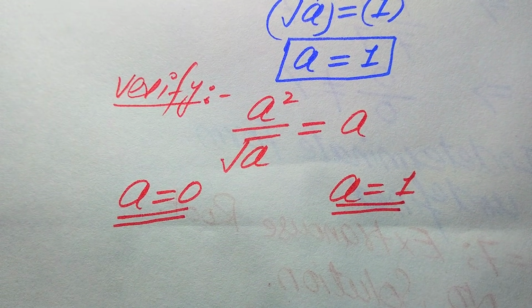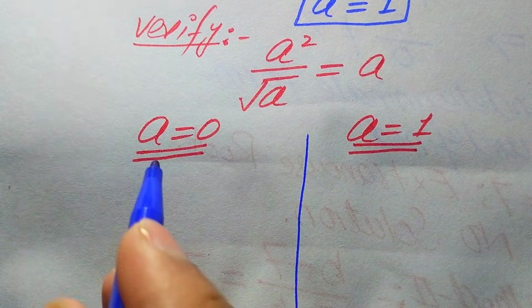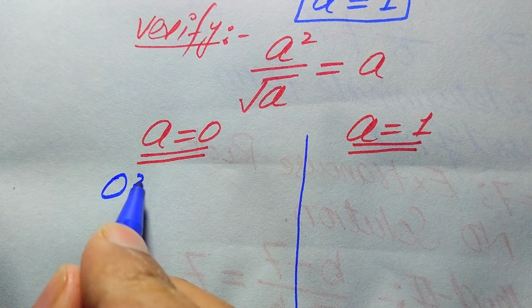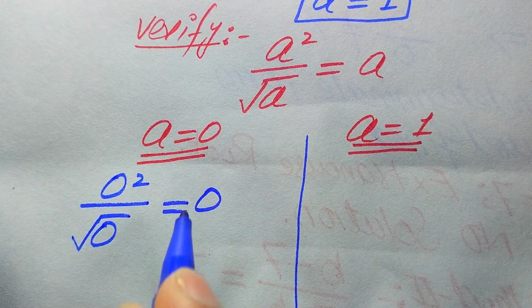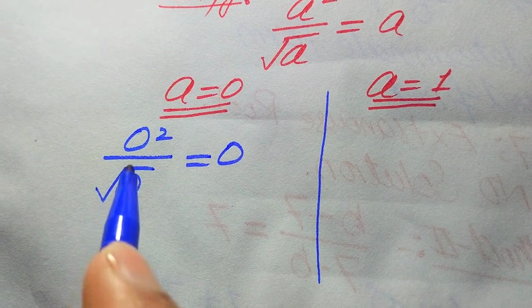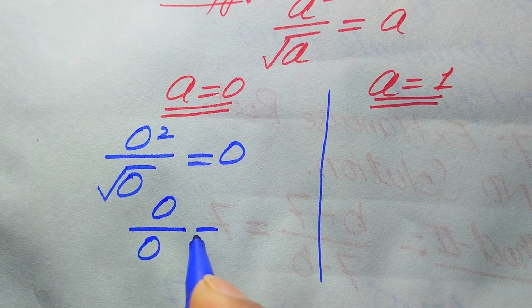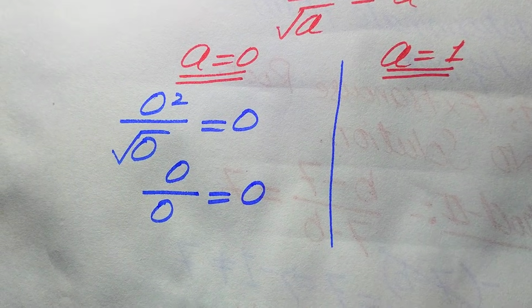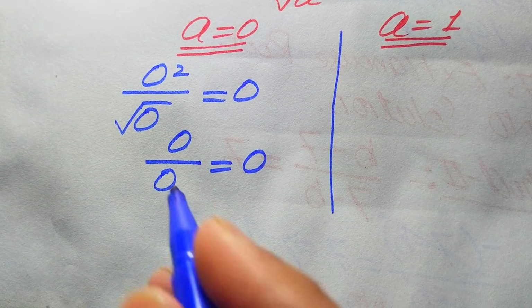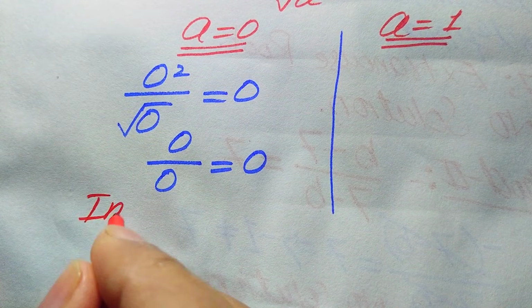So here we substitute a equals to 0 into the given question statement. It becomes 0 squared divided by the square root of 0 is equal to 0. In the next step we have 0 squared becomes 0 over the square root of 0 becomes 0 equals to 0. So on the left hand side you see we have the 0 over 0 form, or in other words we call that it is an indeterminate form.